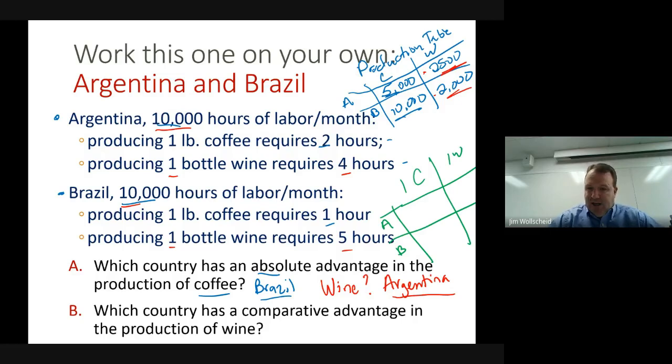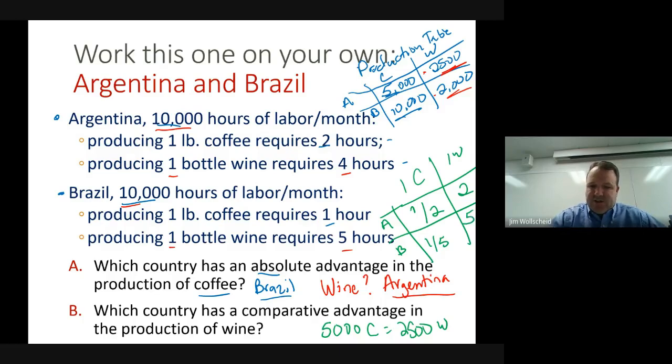So for Argentina, what does 1 coffee cost? Well, I write my equation. It's 5,000 coffee equals 2,500 wine. I divide both sides by 5,000. 1 coffee costs half a wine. Therefore, 1 wine costs 2 coffee. For Brazil, it's 1/5 and 5.